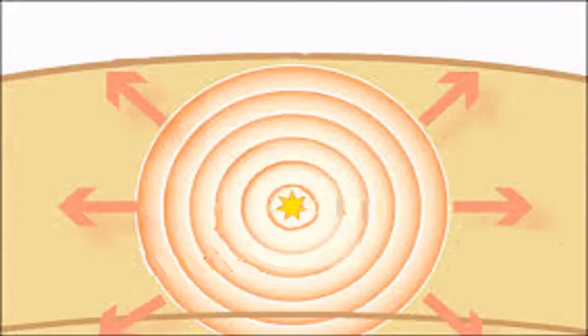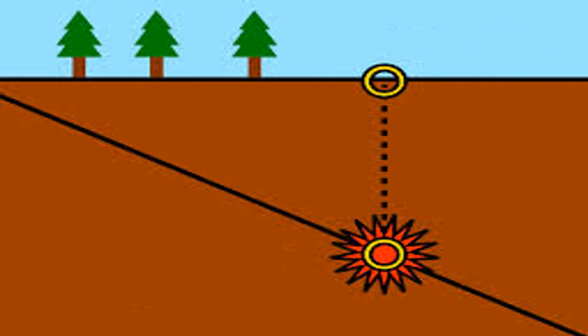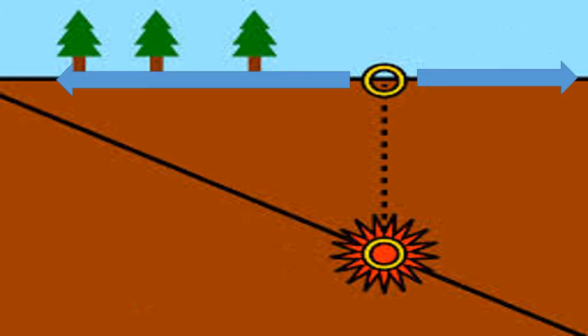Seismic waves radiate out from a point of sudden energy release called the focus. The point on the Earth's surface directly above the focus is the epicenter. Most of the energy released by an earthquake travels along the surface of the Earth, causing the ground to vibrate violently.